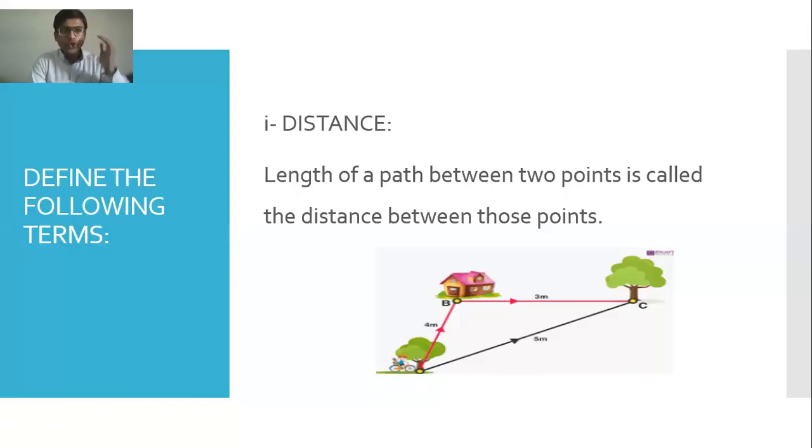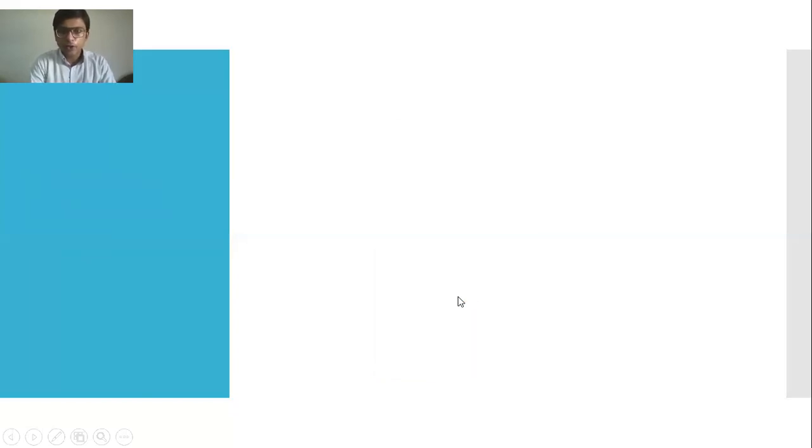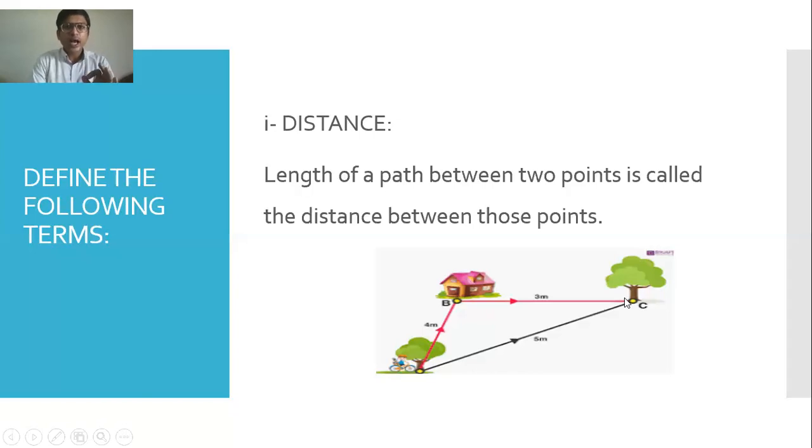Length of a path means whichever path you took, the length of that path is the distance covered. So the path that I have chosen is what I have done. I first move from here to here, which is 4 meters. Then I move from here to here, which is 3 meters. So actually I have covered 7 meters of distance, which is 4 plus 3. Getting the point? The path is this and this, and the lengths are, for example, this is 3 and this is 4. So the actual distance that I have covered is 7. So the distance is 7 meters according to this picture.